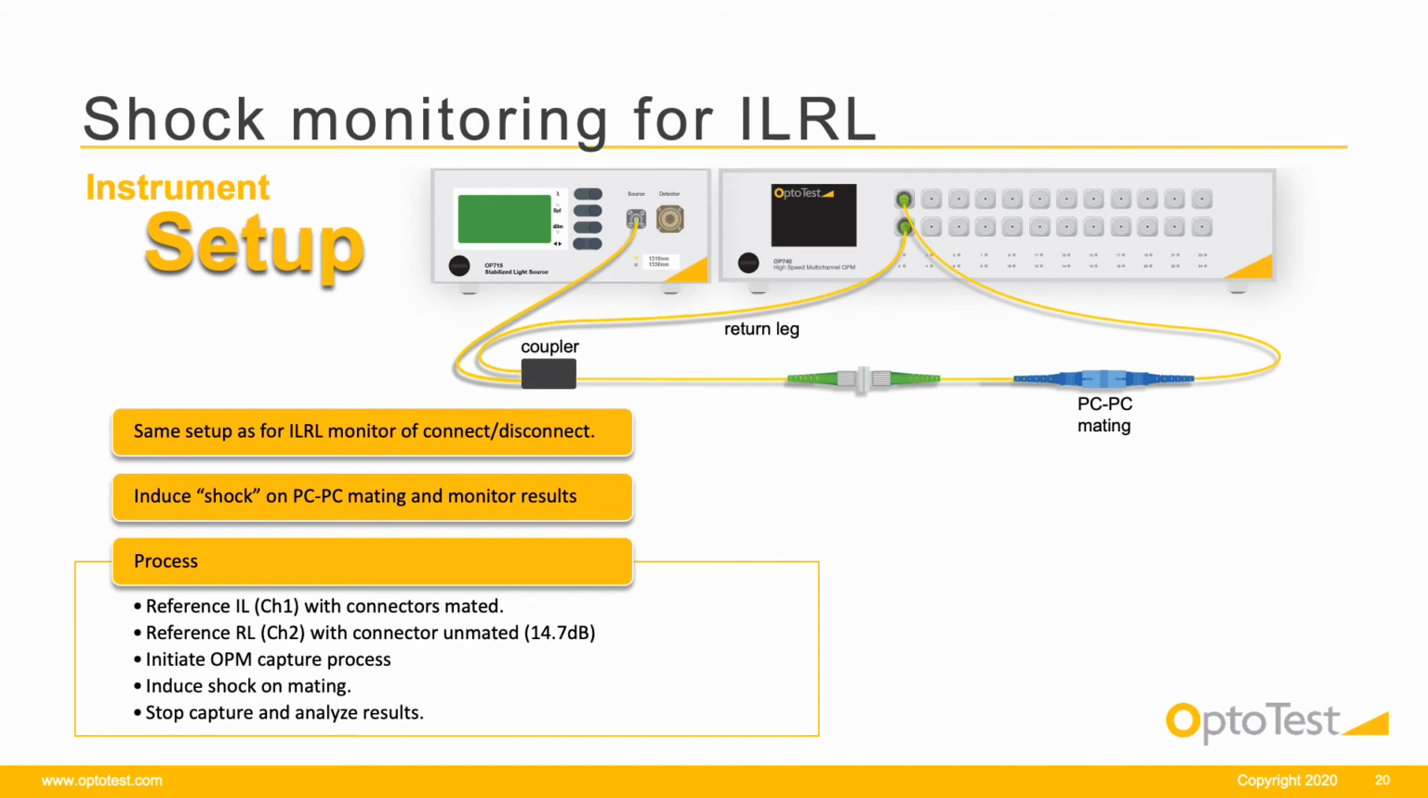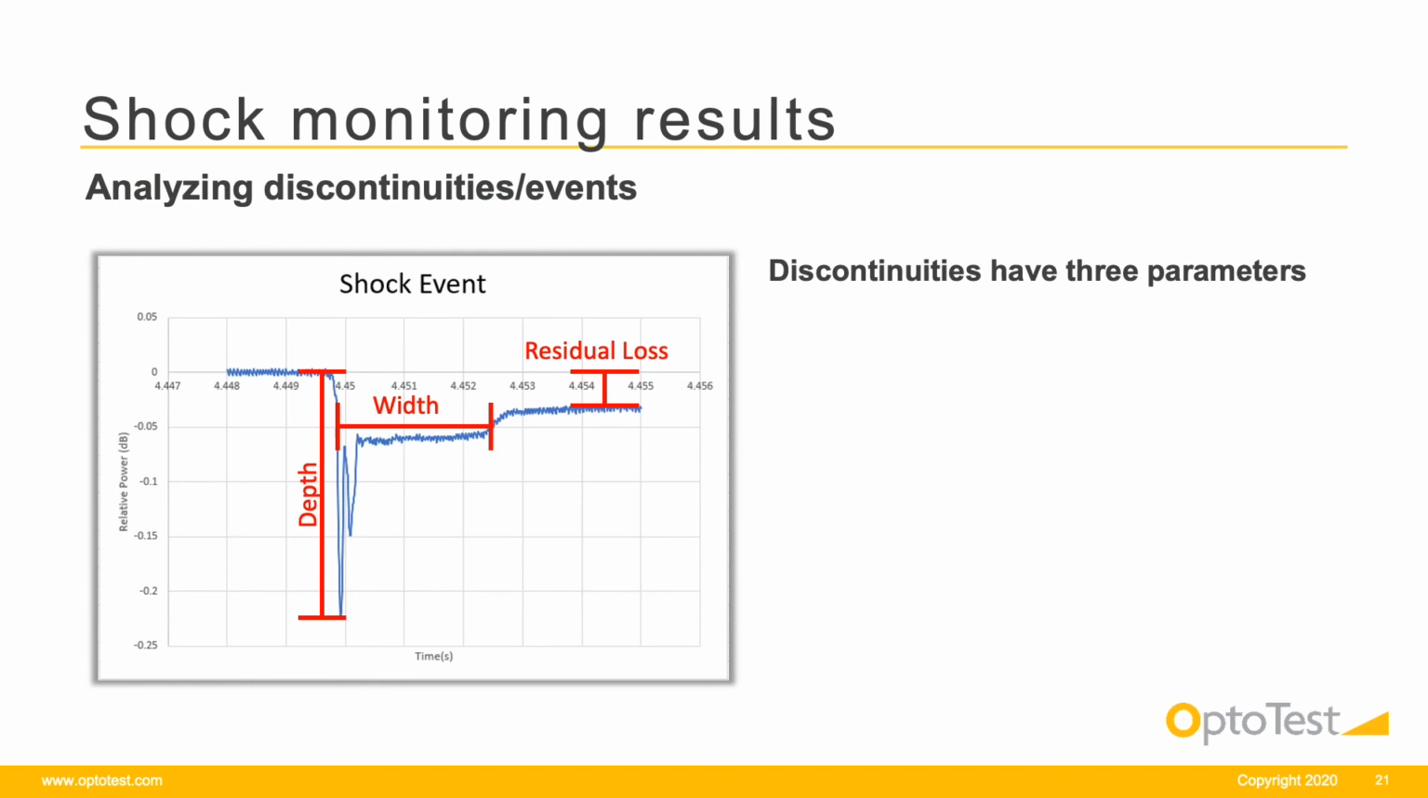Once the system is referenced, the software is put into capture mode, where the software is reading constantly from the instrument. Once in capture mode, a shock is induced on the mated pair. After the shock, capture mode is stopped in the software, and then the data is analyzed. When analyzing a shock signal, one is looking for three main parameters of an event. These three parameters are depth, width, and residual loss.